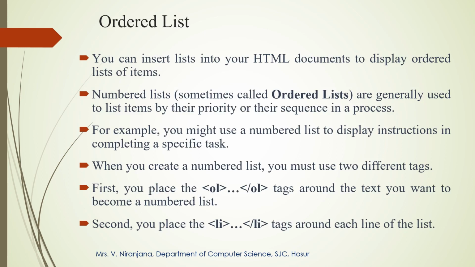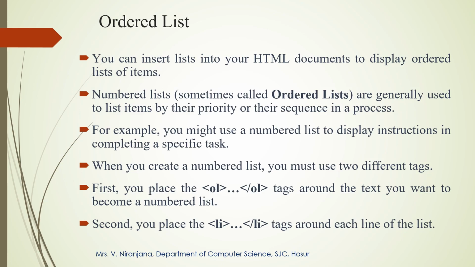You can insert a list into an HTML document to display an ordered list of items. Numbered lists are also called ordered lists, and these are generally used to list items by their priority or their sequence in a process. For example, you might use a numbered list to display instructions for completing a specific task, or a list of grocery items, or a list of tasks to be done in a day.